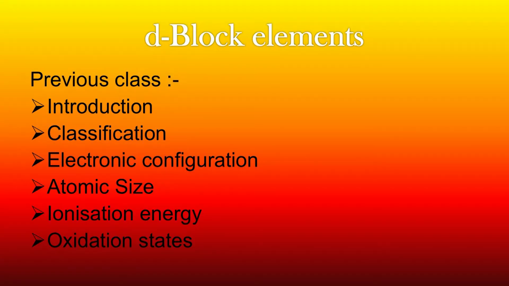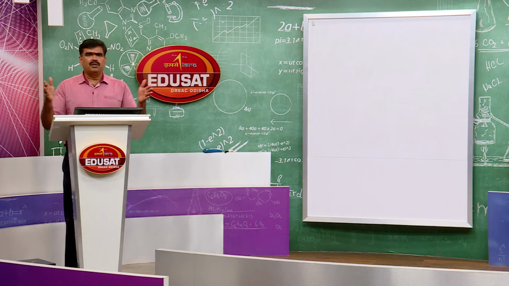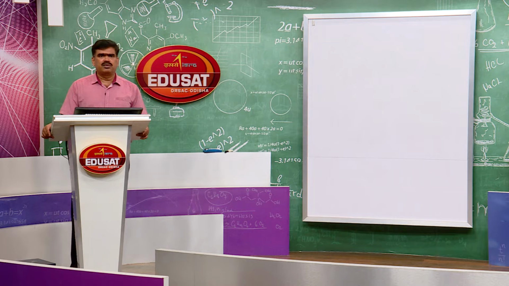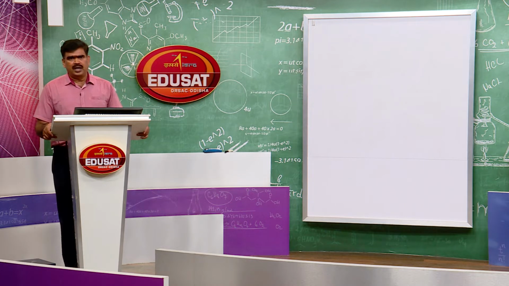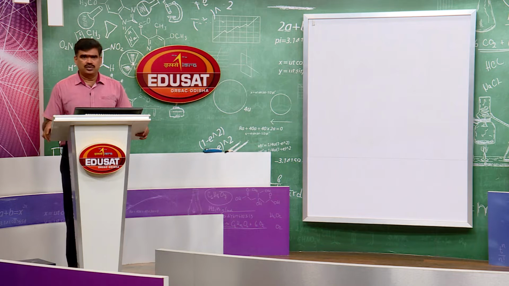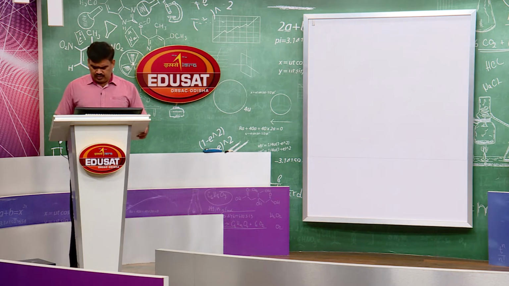Then oxidation states: transition metals show variable oxidation states, a variety of oxidation states. It is because of the participation of both (n-1)d and ns electrons in bonding. Both of them participate in bonding, that is why they show a variety of oxidation states, ranging from +2 to +7. At the highest oxidation state they exhibit oxidizing character, and at the lowest oxidation state they show reducing character. So many things we have discussed.